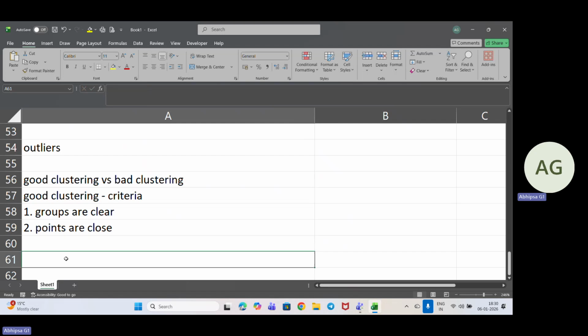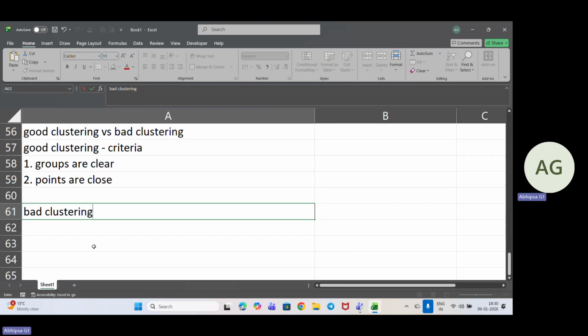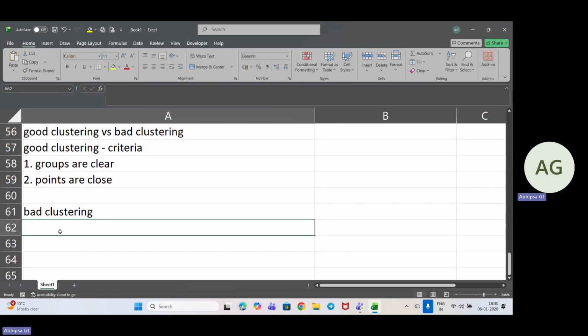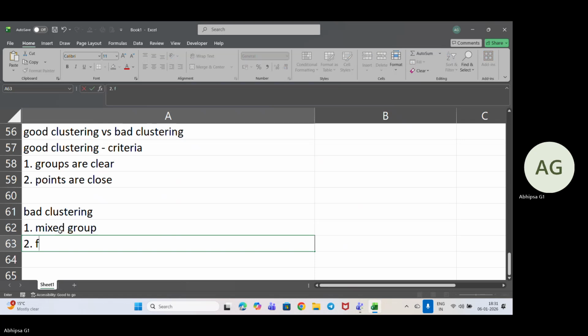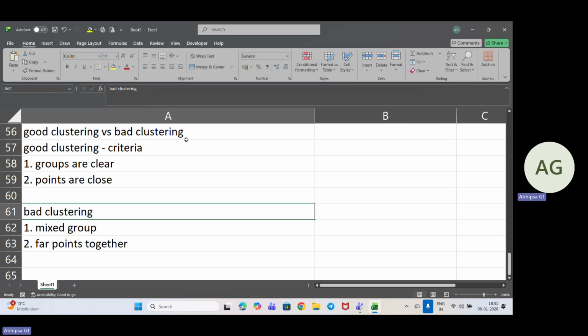Okay. Coming down to bad clustering. Bad clustering is mixed groups, where the groups are not clear, so we get mixed groups. And the second one is that far points are together. Okay, so these are examples of good clustering versus bad clustering.